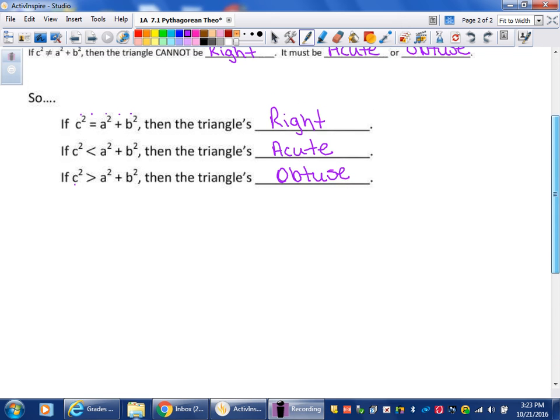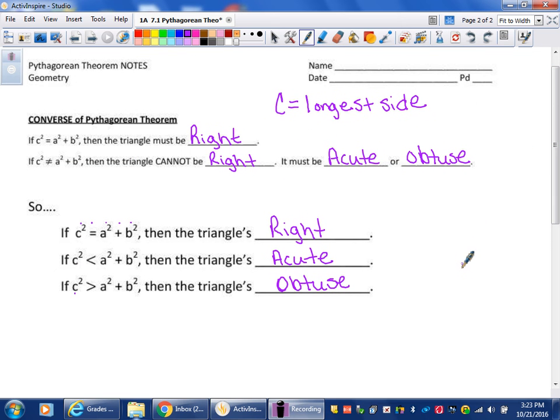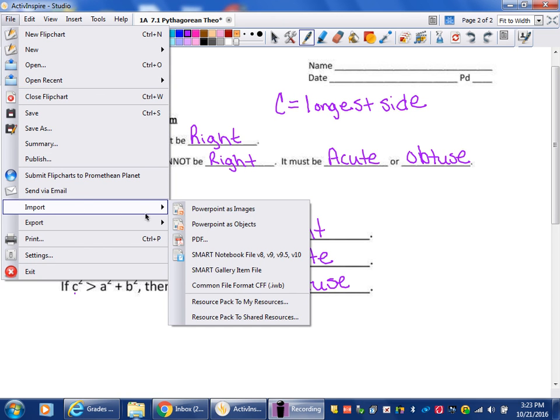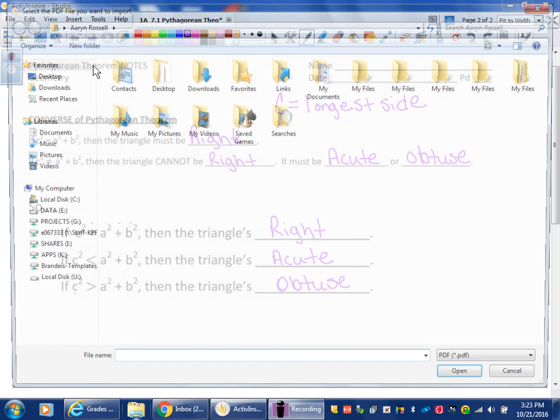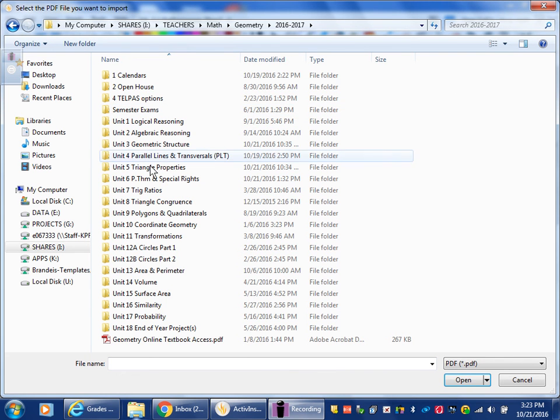Alright, so there you go. That's the end of the notes. That's all you're learning today. So now I want you to take and apply this to your homework, which, let me import it here real quick and we will work on it.